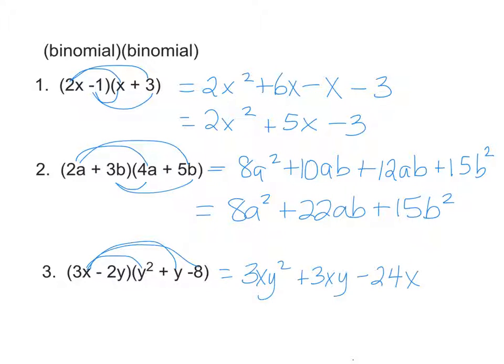Then I need to do the negative 2y times everything in the second bracket. So this will be negative 2y cubed minus 2y squared, and then negative 2y times negative 8 is going to be plus 16y. Are there any like terms there? I feel like there's not. So then that's the answer.